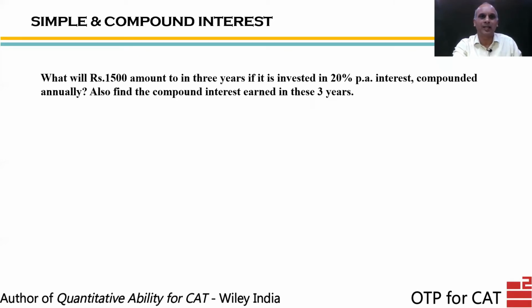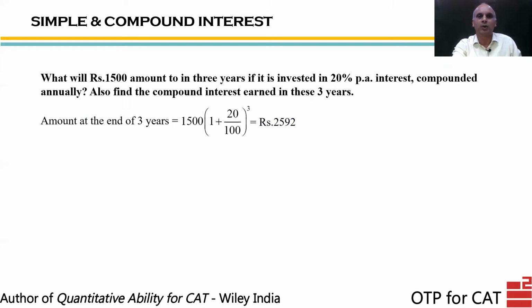Let's try some problems based on this. In this case, we have rupees 1500, which is the principal. We are asked to find out the amount. Rate of interest given is 20% per annum, and time period is 3 years. So we'll apply the formula straight away. That is, amount is equal to 1500 into (1 + 20%) to the power 3, which upon calculation gives me this answer. So this is the amount we will be getting at the end of 3 years because of compounding.